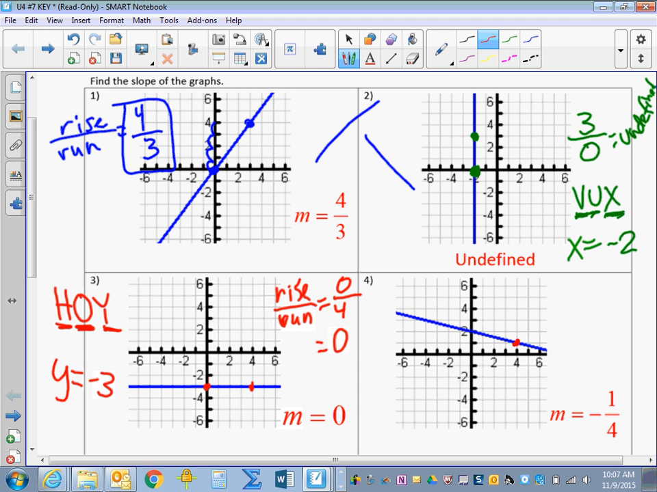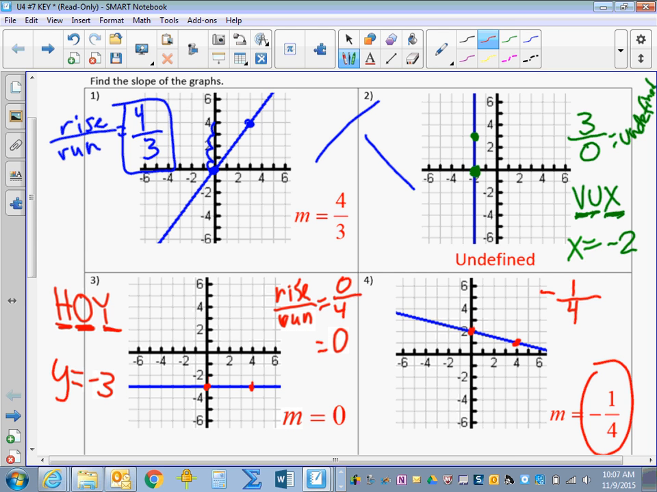All right, so number four here, let's take 2 points. This passes nicely through an intersection. So I went down one. Remember, it's rise over run. So down one, and to the right, one, two, three, four. Is this a positive slope or a negative slope? Negative. Down. We're going down. So my slope is negative. Does that help out somehow?